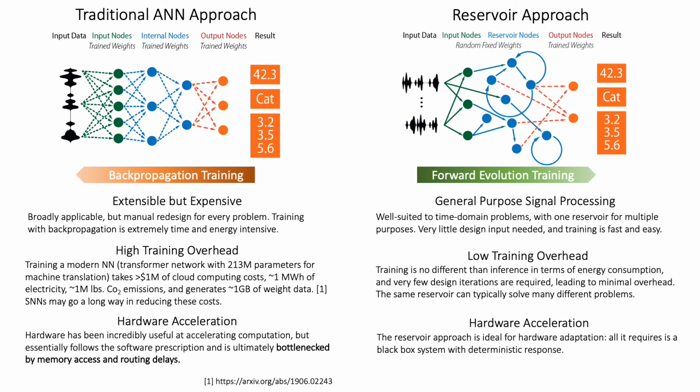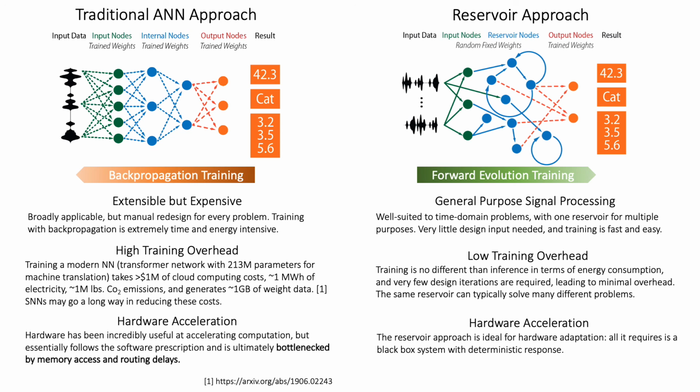Advances such as spiking neural networks might go a long way in reducing these sorts of costs, but that has yet to be realized at scale. As we mentioned before, hardware acceleration in these systems basically does the same thing that software networks do, and therefore they're ultimately going to be bottlenecked by memory access and routing delays.